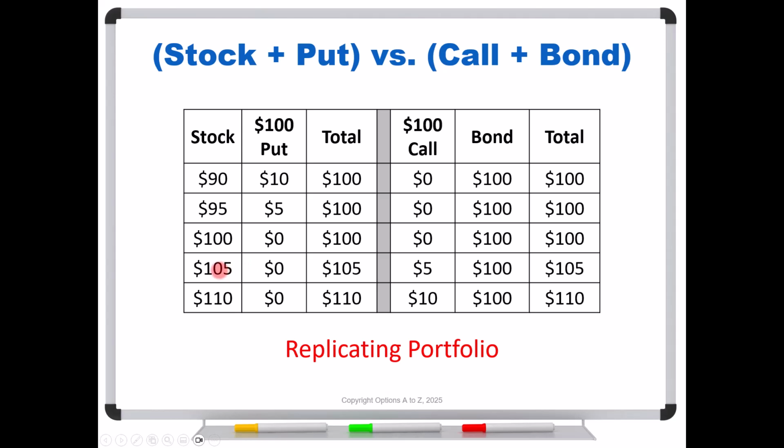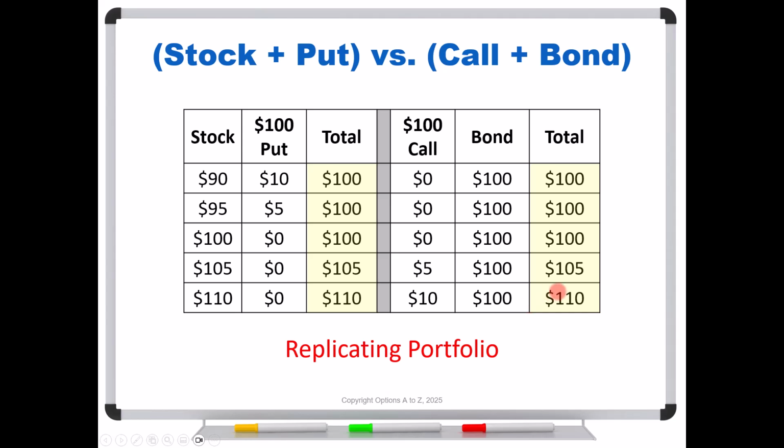Stock is 105. Now look what happens. The call is worth 5, bond is still a fixed 100, but combined they're worth 105. And if the stock is 110, combined the call plus the bond are worth 110. Now compare these columns. Here's Trader A's total value and Trader B's total value, and they're absolutely identical.